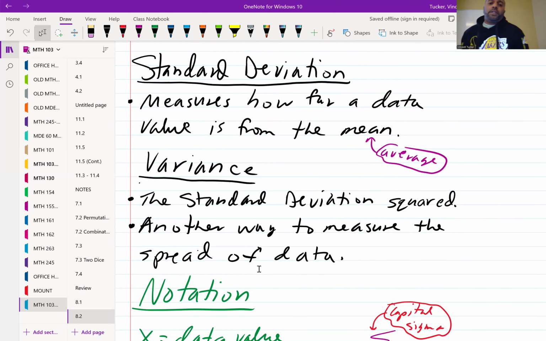All right, standard deviation measures how far a data value is from the mean. Don't forget the mean is your average. And then your variance is the standard deviation squared. It's just another way to measure the spread of your data.